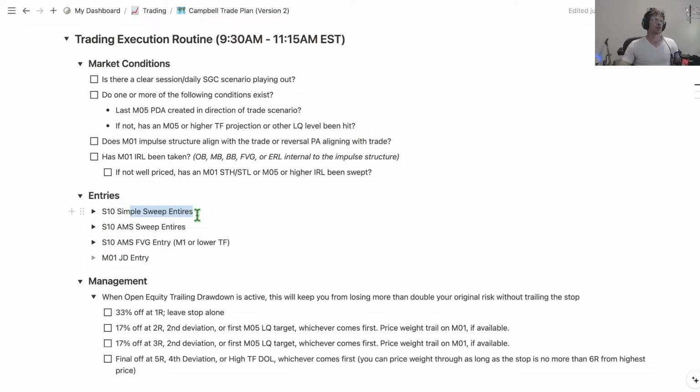And so I have the simple sweep, which is effectively where I sweep this level or any of these levels, and then I get an immediate sort of engulfing candle. I can enter off of that. I have the AMS sweep entries, which is where I get the sweep of this level, but it doesn't immediately go, but it forms this advanced market structure that I look at. Or in a similar fashion, if I'm in one of those areas and it's also within the fair value gap of the S10, I can also do this on the M1, where it forms its advanced market structure, then I can take an entry based on that.